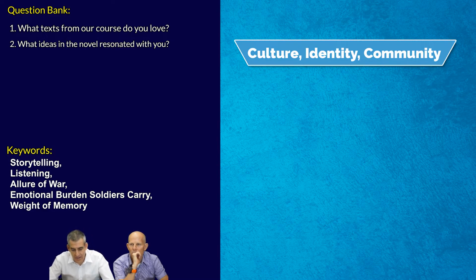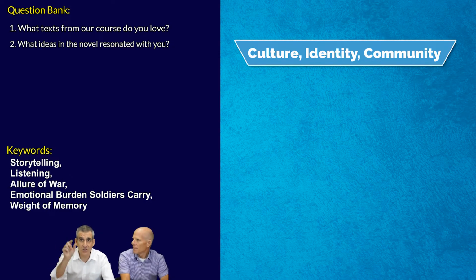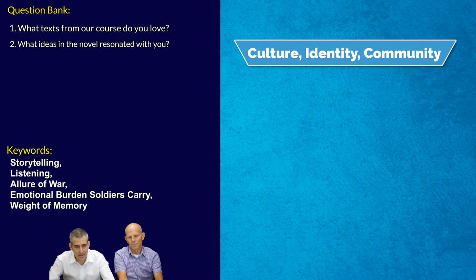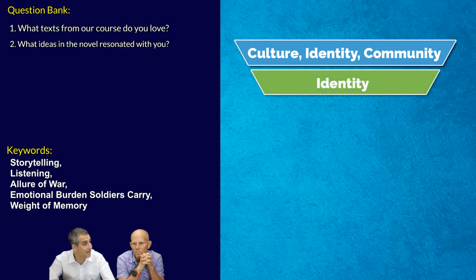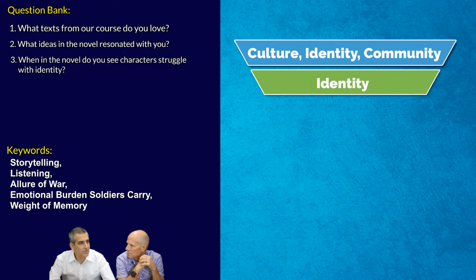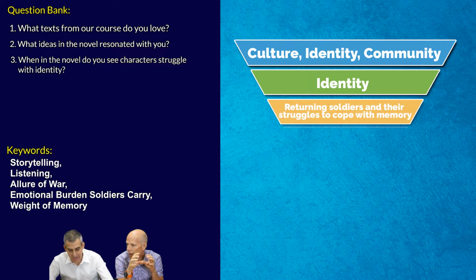Okay. So on our top level, we'll start with culture, identity, and community. And you've just gone down to the next level and said that you want to focus on the idea of identity. Is that correct? Yeah, that's right. Identity would be how I could narrow that down a little bit more specifically. Okay. Mr. Giles, when in the novel do you see characters struggling with identity? I think most often it's the returning soldiers that are struggling to cope with the burdens of war, right? Cope with their memories as they come back into society.